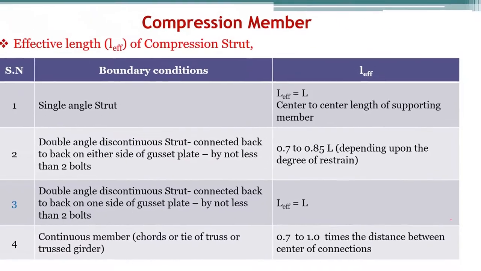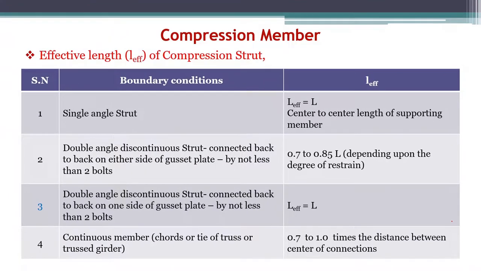A strut is also a compression member, which is in the roof truss. For a single angle strut, the effective length is taken as the total length, center to center of supporting member. If you have a double angle discontinuous strut connected back to back on either side of the gusset plate, but not less than 2 bolts at the end, then its effective length is 0.7 to 0.85 times total length.